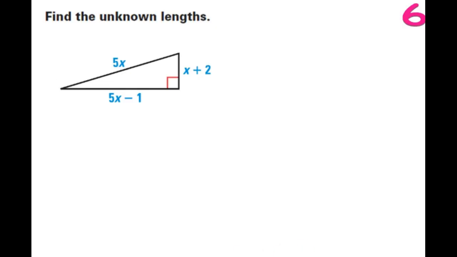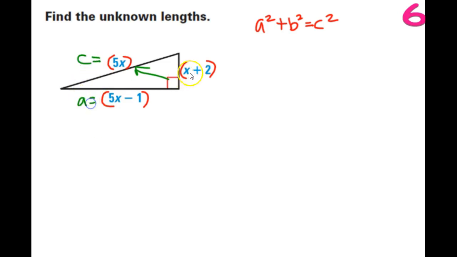Alright, let's try one more like this. So we know this is a right triangle, so we're going to use a squared plus b squared equals c squared. But this whole side is one of the legs, this is one of the legs, and this is the hypotenuse, or since it's across from the right angle, c. So I'm going to say this is a and this is b. So I'm just going to plug in what we know here. A is 5x minus 1, but it's squared, plus b squared, which is x plus 2 squared, equal to c squared, which is 5x.